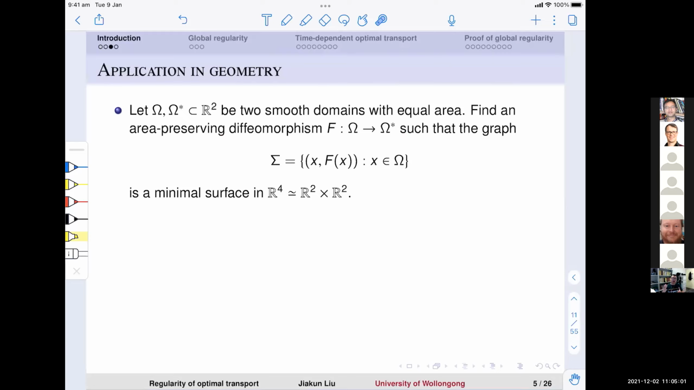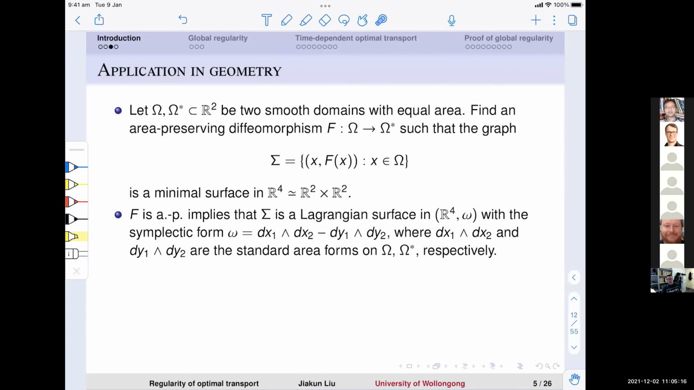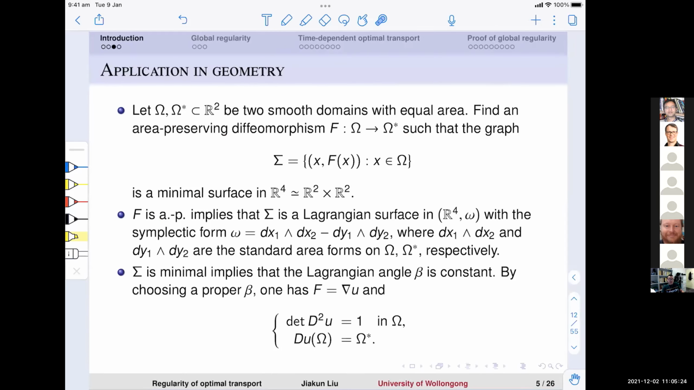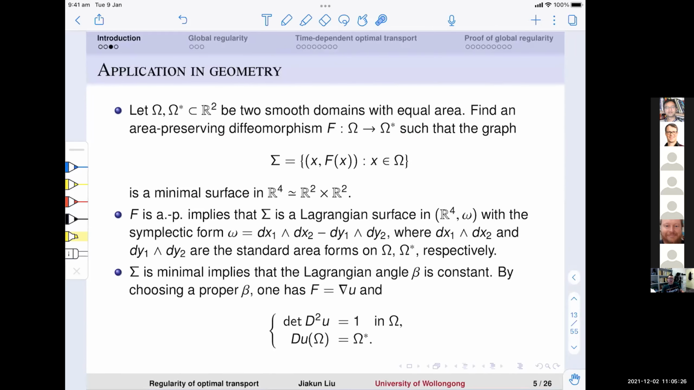Therefore, the graph of the mapping f will be a 2-dimensional submanifold in R4, and we require such a graph to be minimal. To say this mapping f is area preserving means the graph will be a Lagrangian surface in R4. And to say this graph is minimal means the Lagrangian angle will be a constant.